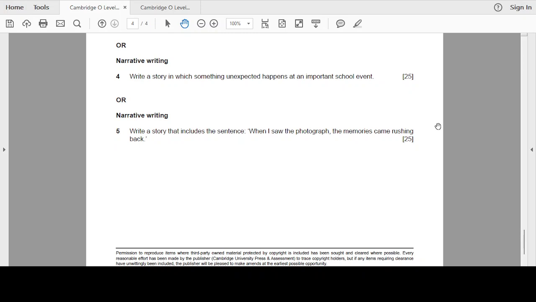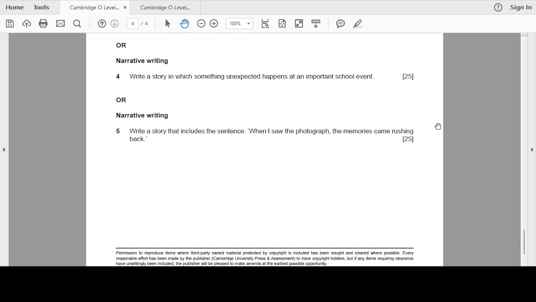The first one: write a story in which something unexpected happens at an important school event. So, right, you obviously don't jump into it directly in normal cases. So you will start with a little backstory: what this school event was, why it was important, what led up to it, what was your role, what was the role of the character in that school event, and then what unexpected thing happened, maybe why it happened, what were the consequences, what happened later. So again, that flow of the narrative, that structure of the narrative, you want to incorporate.